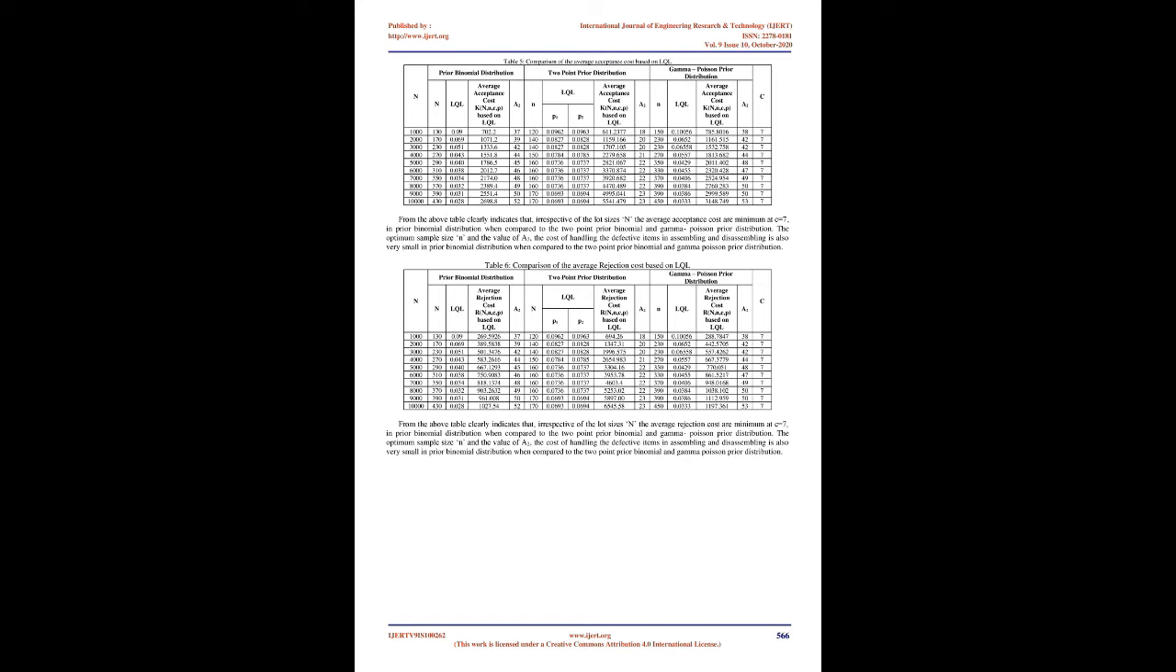When the lot size increases, 2-point prior binomial and Gamma-Poisson are identical in nature, and the sample size of 2-point prior binomial is smaller than that of Gamma-Poisson. The details are given in the table adjacent to the OC curves, having the sample size and its associated cost. Several values are considered for the lot sizes.